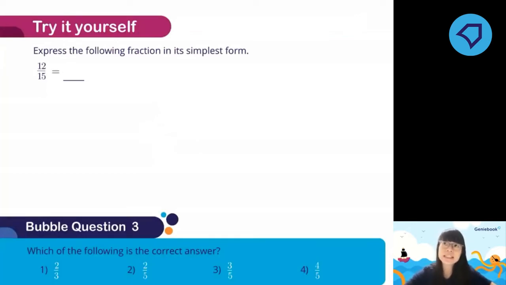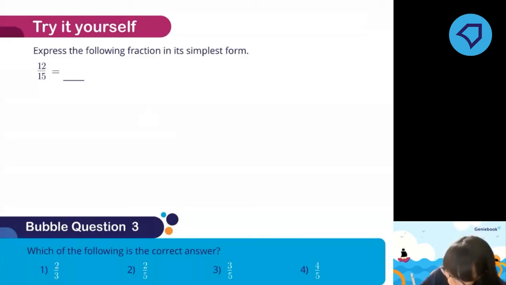Express the following fraction in its simplest form. We have 12 and 15. So think about your timetable, okay? Is it in your timetable 2, timetable 3, timetable 4, timetable 5? Which one has the answer 12 and 15 appearing in the timetable? Okay, think about that. Can 12 and 15 be divided by 2? Can they be divided by 3? Can they be divided by 4? And so on. So I'm going to launch the option. You have 1 minute to think about it. Options launching in 3, 2, 1. Let's go.